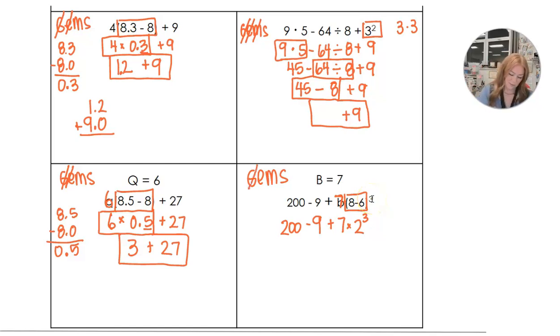So we are done with our group. We do have an exponent, 2 to the third. We're going to write that out. That is 2 repeated 3 times. The answer is not 6. 2 times 2 is 4. Times 2 is 8. We're going to times that by 7. Add 9. Take away from 200. So we are done with E.